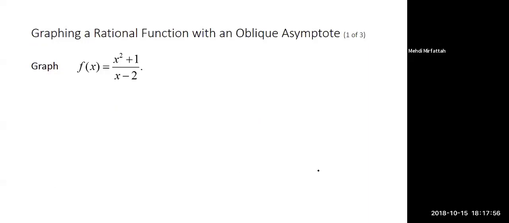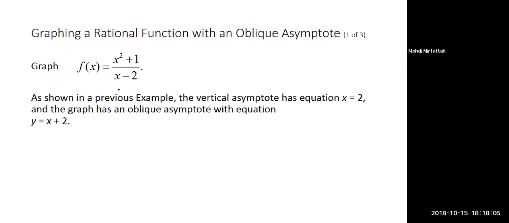f(x) equals (x squared plus 1) over (x minus 2). We looked at this as a previous example. The vertical asymptote can be found by letting what we have at the bottom of the fraction equal to 0: x minus 2 equals 0, so x equals 2. That would be my vertical asymptote. We did that before. And if you recall, we divide x minus 2 into x squared plus 1, and we find the oblique asymptote. We did that calculation already.